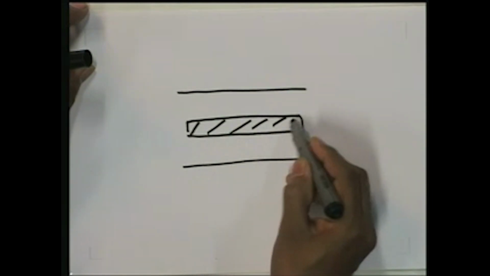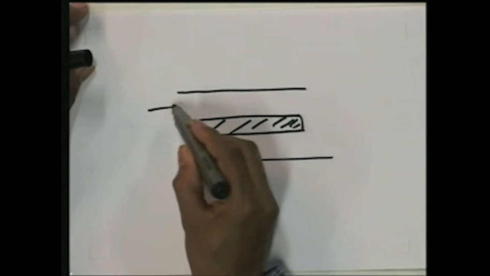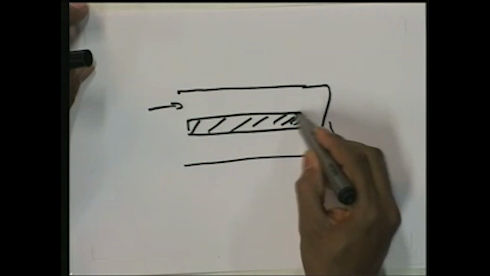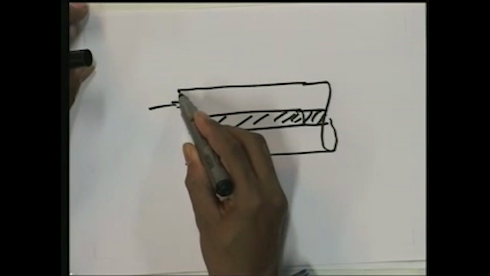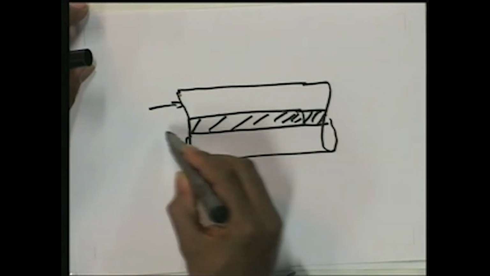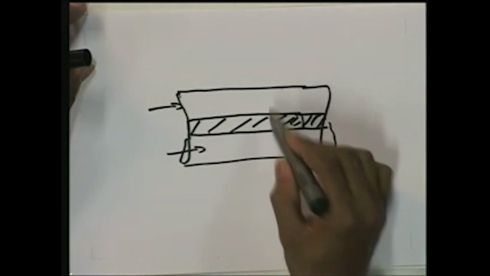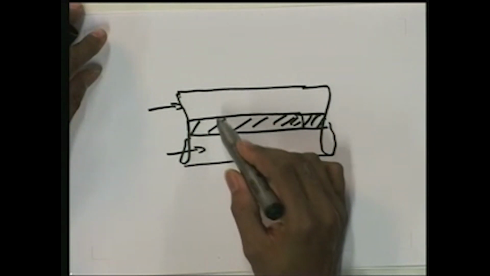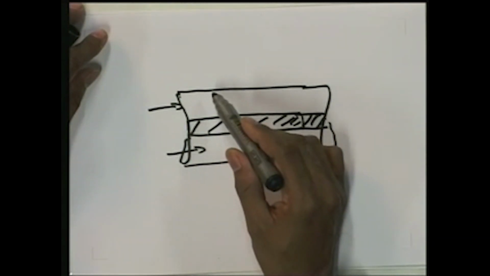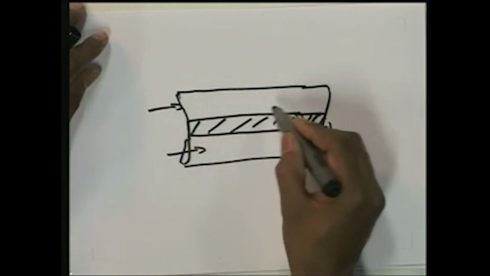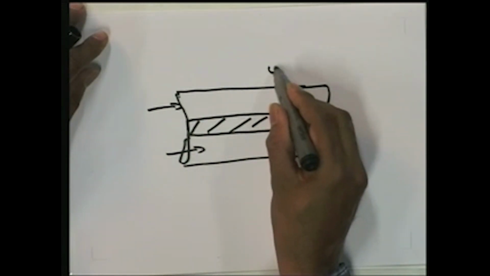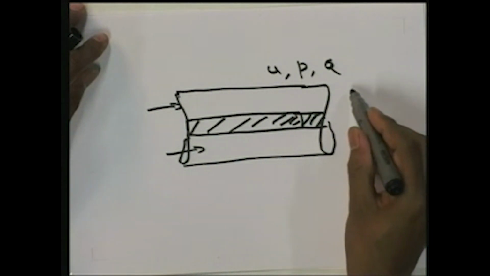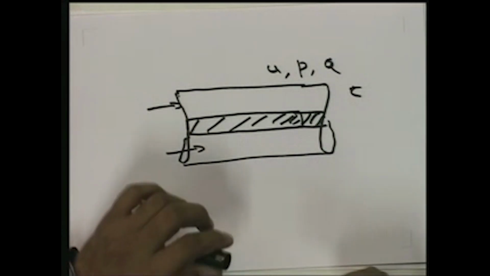So here you can see the flow is between one central axial cylinder and the pipe, in the space of another pipe. We want to find out the velocity variation, the pressure variation or the discharge, the shear stress and all other parameters in the case of the annulus.